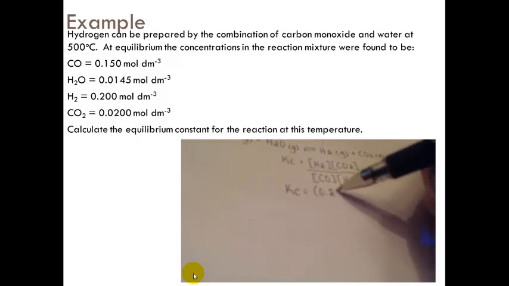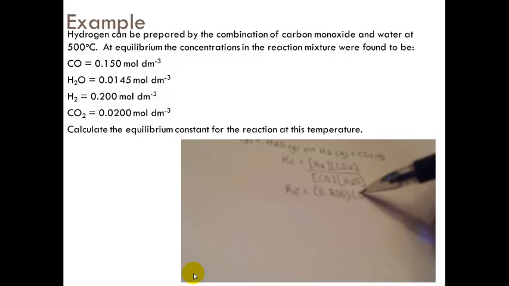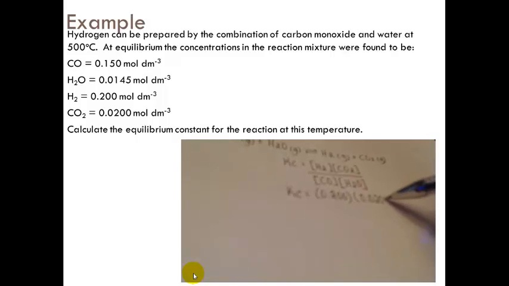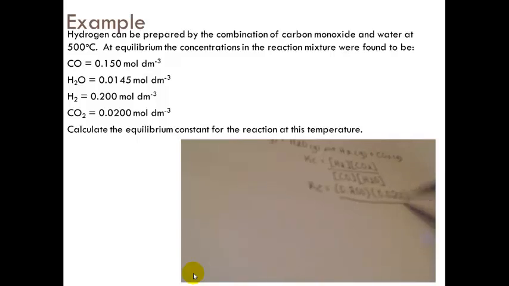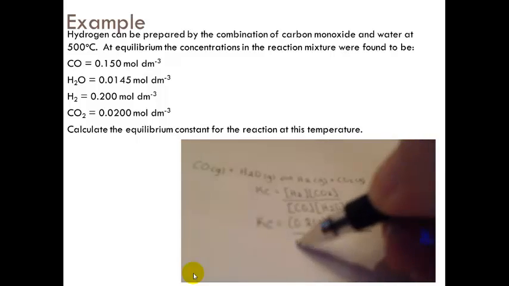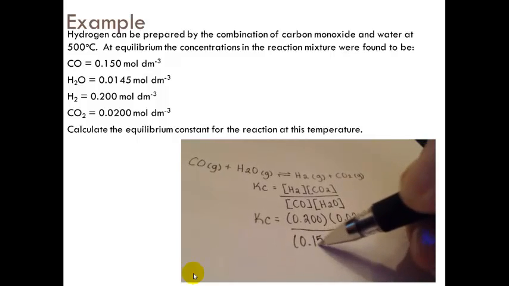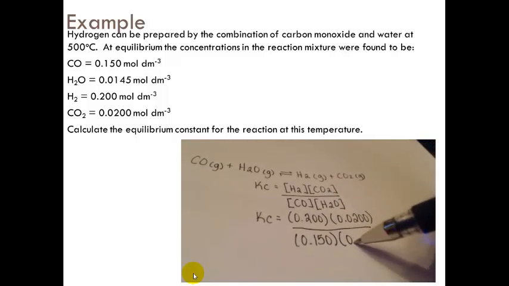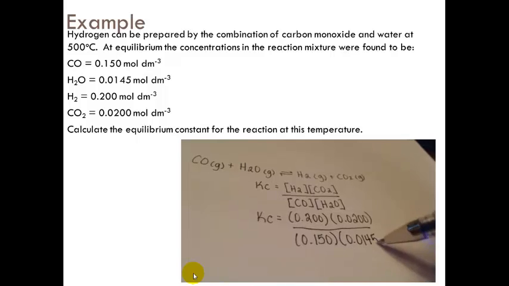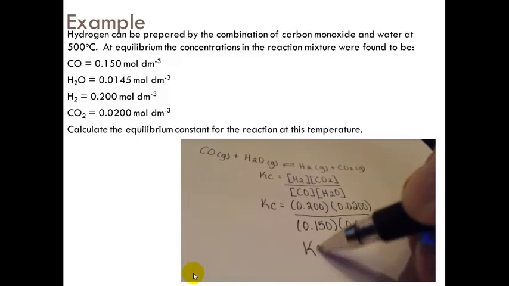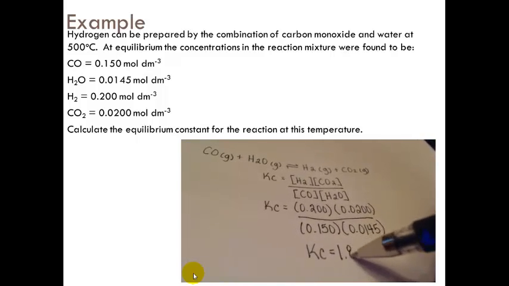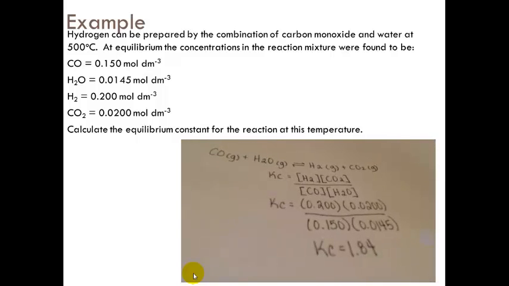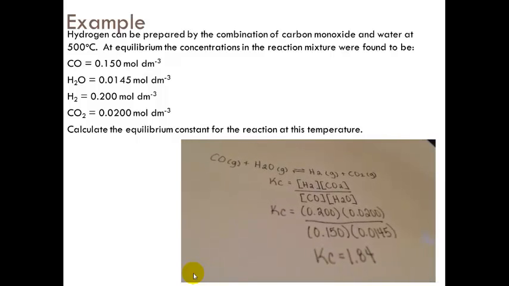So H2 is 0.2 molar, CO2 is 0.02 molar, CO is 0.15 molar, and H2O is 0.0145 molar. And when we solve for Kc, we get 1.84. And there's no units for Kc.